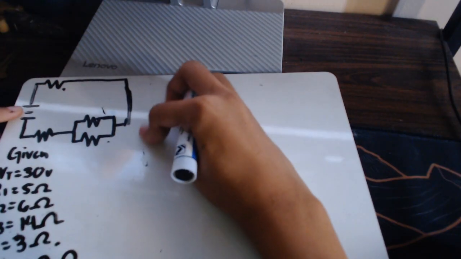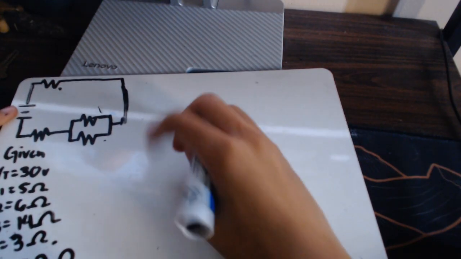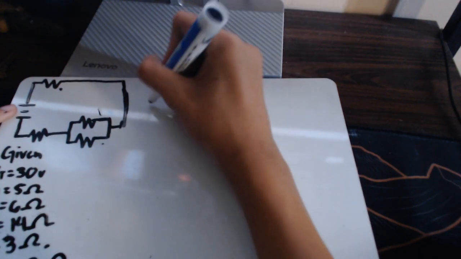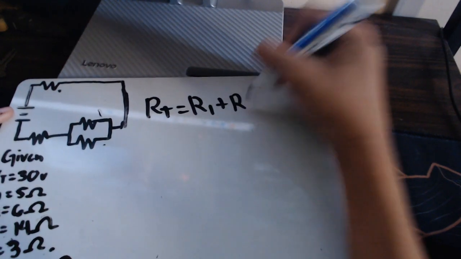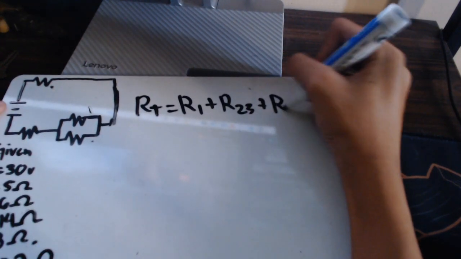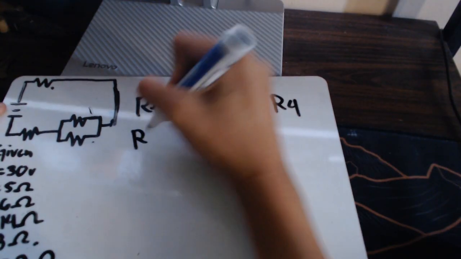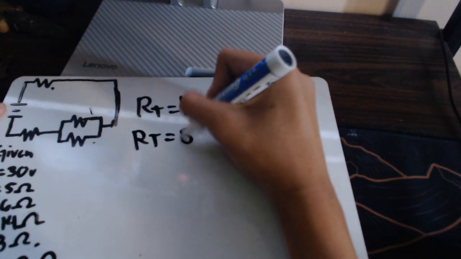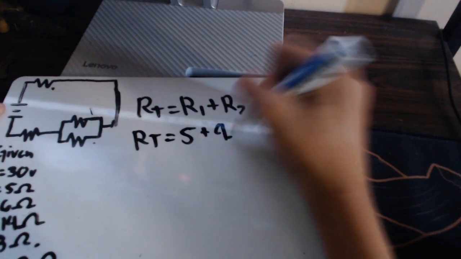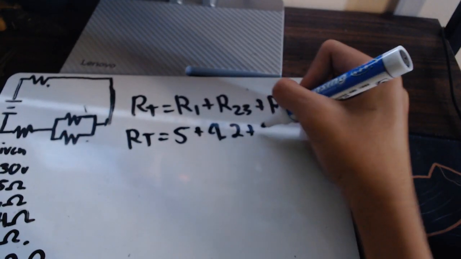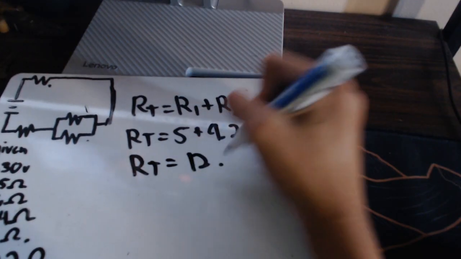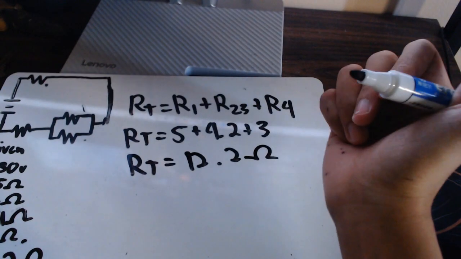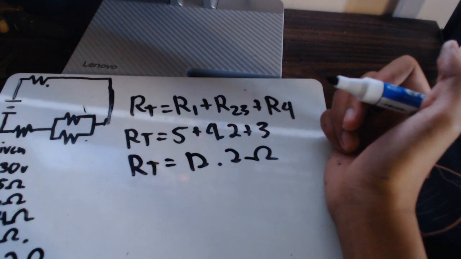So this is the formula for the total resistance in series: RT equals R1 plus R23 plus R4. And now we substitute them: the 5 from R1, 4.2 from R23, and 3 ohms from R4. So our total resistance will be 12.2 ohms. Therefore, the total resistance of the circuit is 12.2 ohms.